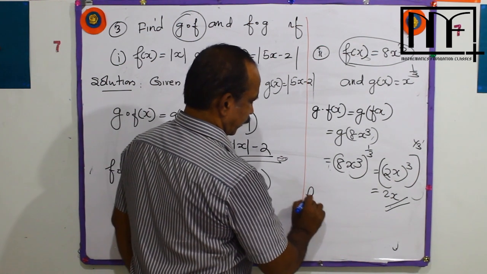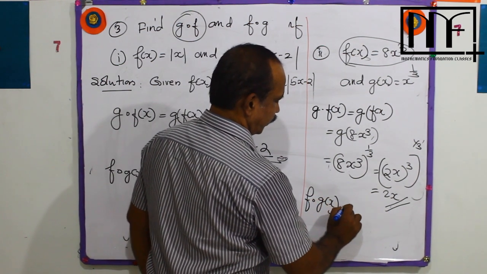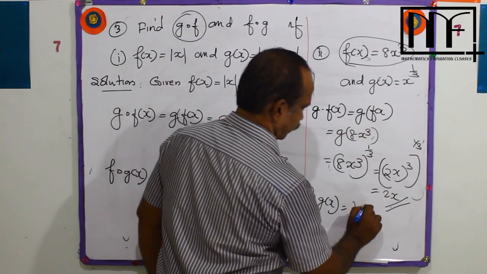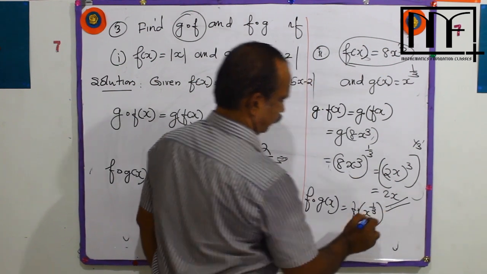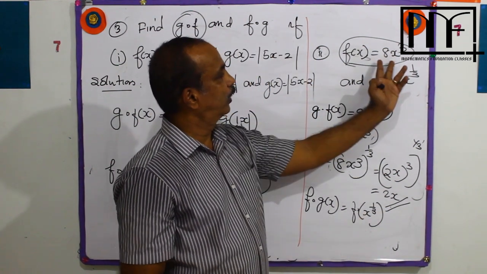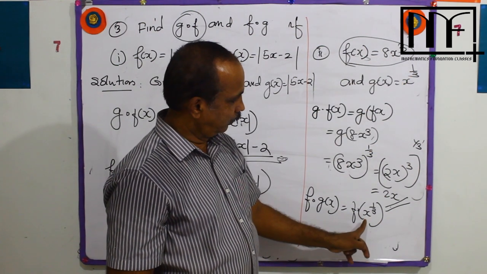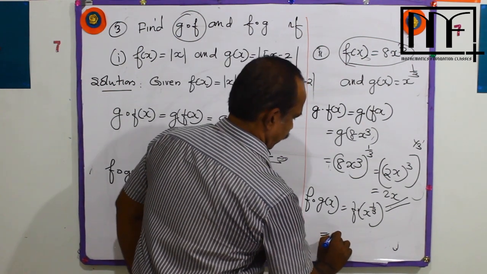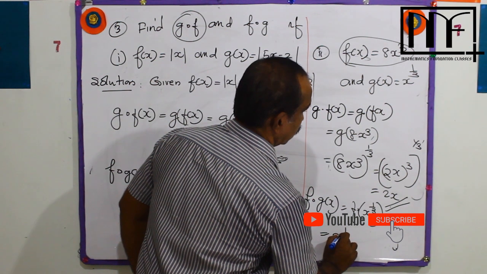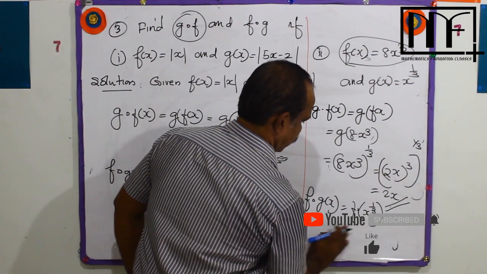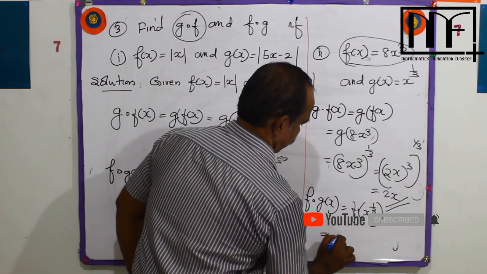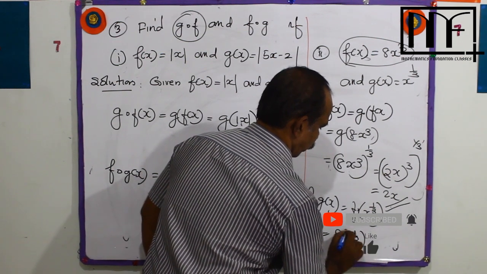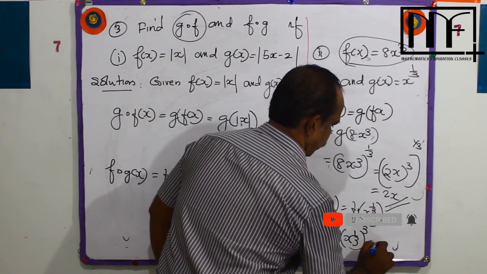And f of g of x. What is g of x? x raised to 1 by 3. And what is f of x? f of x is 8x cube. So in place of x, we will put x raised to 1 by 3. So 8 times x raised to 1 by 3, the whole cube, which is 8x.